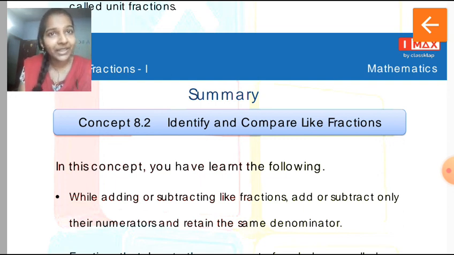Okay, and one more thing, you have to study how to arrange the like fractions in ascending and descending order also. We know how to compare the like fractions, so it is very easy for you to arrange them in ascending and descending order by comparing. Okay, these all are about like fractions. So you just compare the numerators and write the same denominator. Clear, children? Okay.